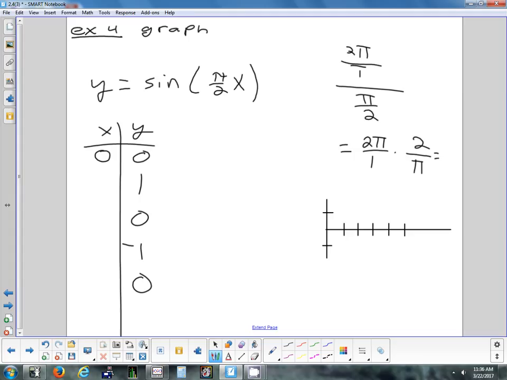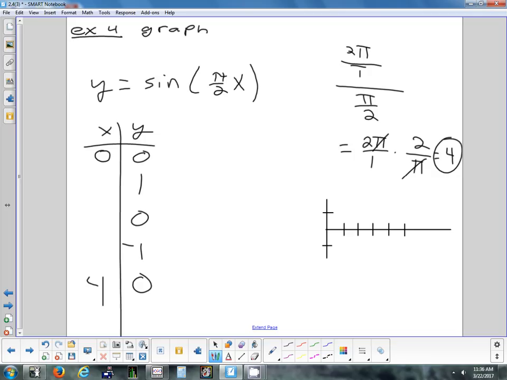So what do you get when you multiply that out? 4 pi over pi. Okay, so he said there's a pi in the top and the bottom, so I can cancel it. And I just get 4. So this graph has a period of 4 radians. So it's a little bit shorter than the normal period. The normal period is 2 pi. If you want to do that out, it's about 6.28. This one is 4.